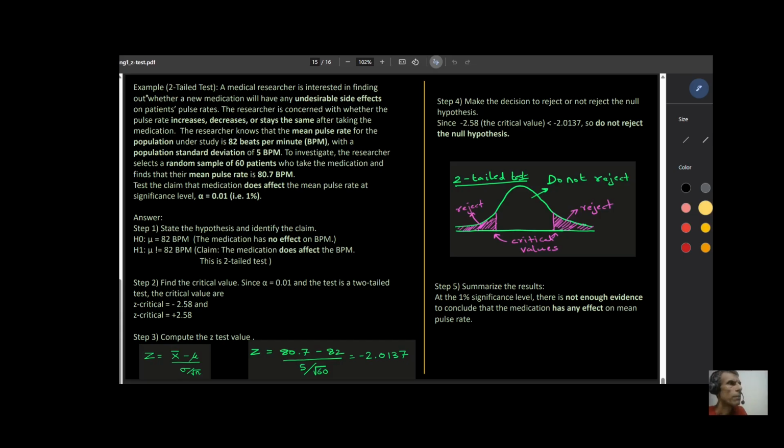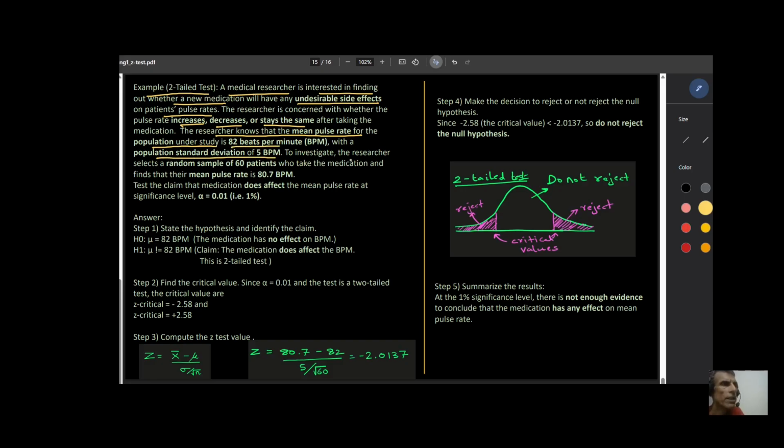Now let's look at this example, which is a two-tailed test. A medical researcher is interested in finding out whether some new medication will have any undesirable side effects. They're specifically testing patients' pulse rate, whether it's going to increase, decrease, or stay the same after taking the medication. The researcher knows that the mean pulse rate for the population is 80 bpm, and that the population standard deviation is 5 bpm.